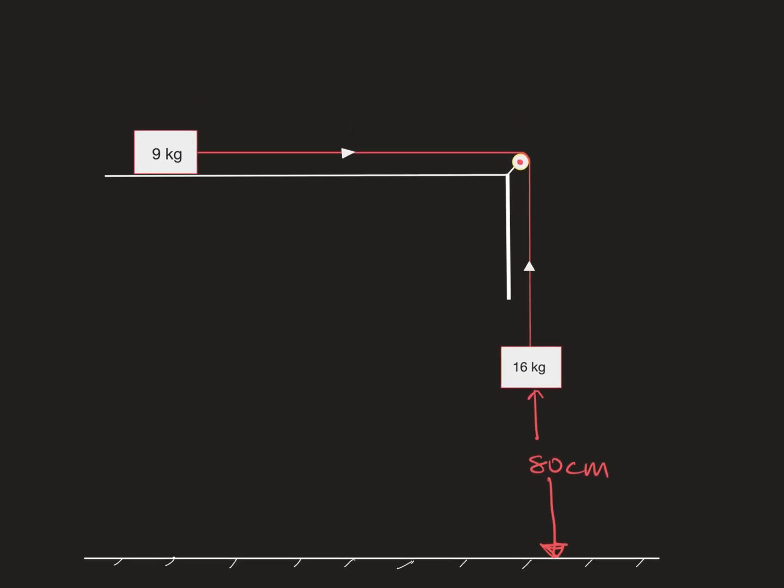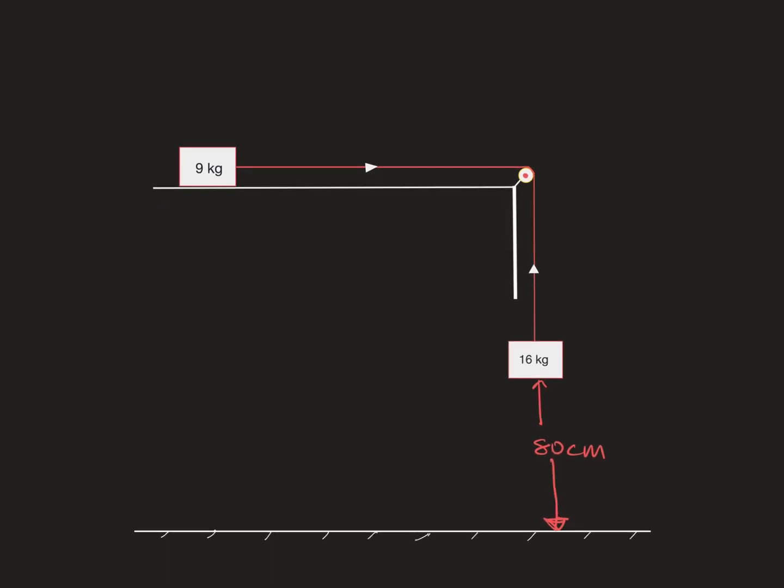If we apply the knowledge that we have regarding connecting bodies, if this system is released from rest, the 9 kilogram mass is going to accelerate along the table, while the 16 kilogram mass is going to accelerate downwards. The force that exists in the string, we call it tension.